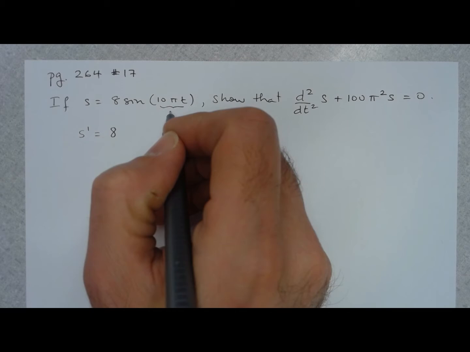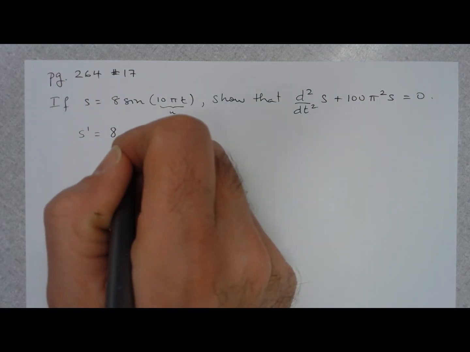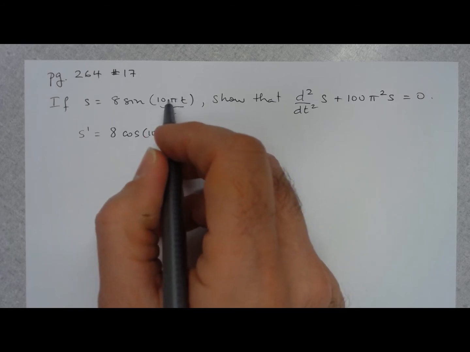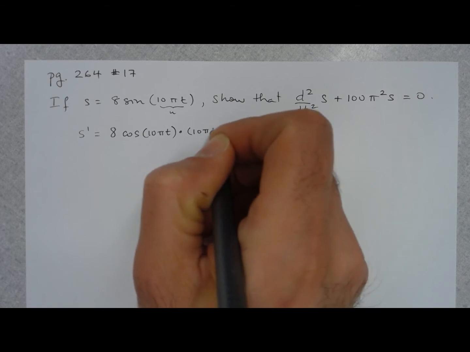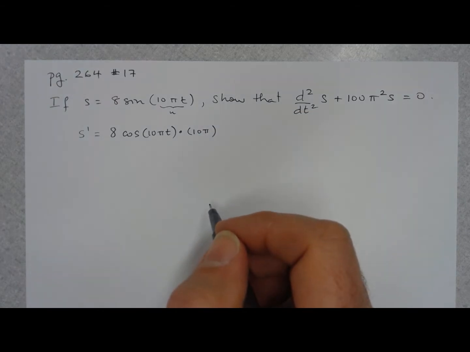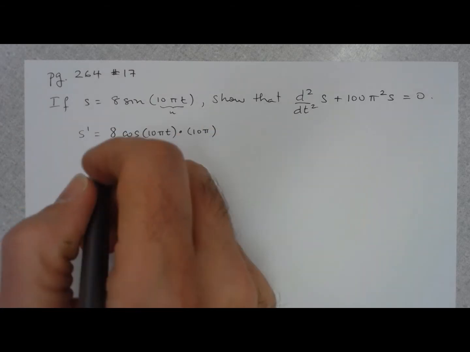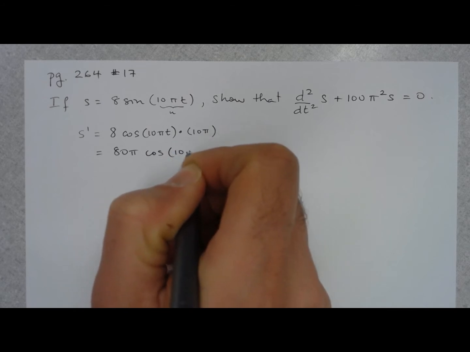So this is going to be my u. The derivative of sine u is just cos u. So cos of 10 pi t, and then times the derivative of u with respect to t. And again, 10 pi is just a constant. Derivative of t is 1. So that's just 10 pi. Okay. Now, since I need to take another derivative, I'm going to simplify this a little. Here, 8 times 10, so we have 80 pi times cosine of 10 pi t.